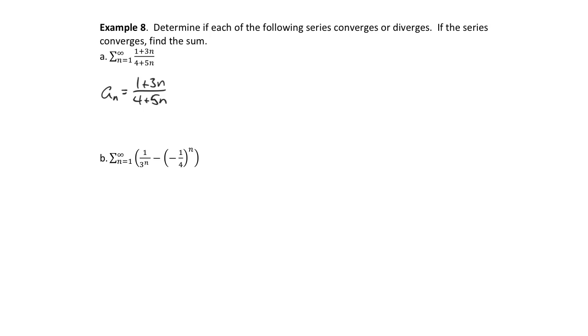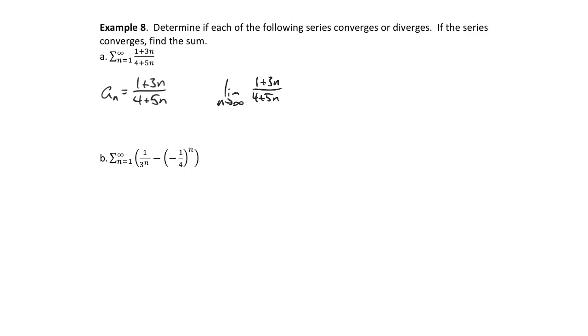In order for this to converge, now this isn't sufficient, but if it's going to converge, it has to go to 0. That doesn't work the other way. So if it goes to 0, it doesn't necessarily converge. But let's look first of all to see if the terms go to 0. So we've got the limit as n goes to infinity of (1 plus 3n) over (4 plus 5n).